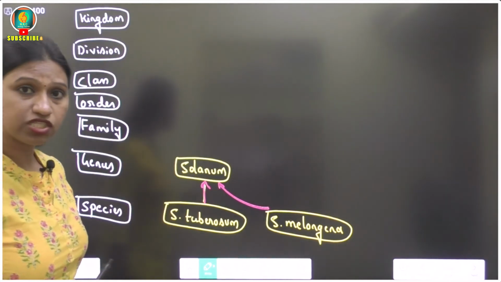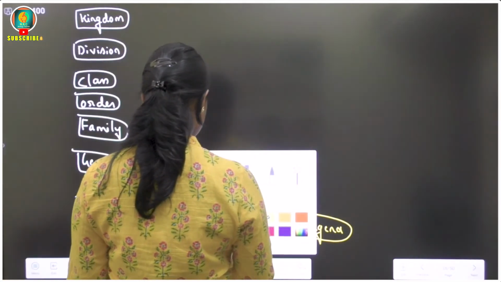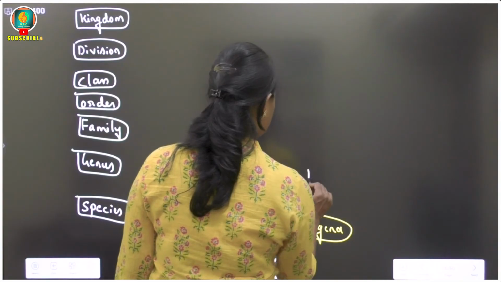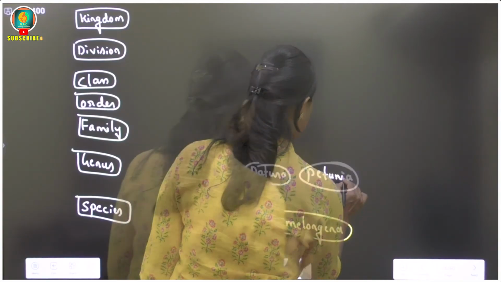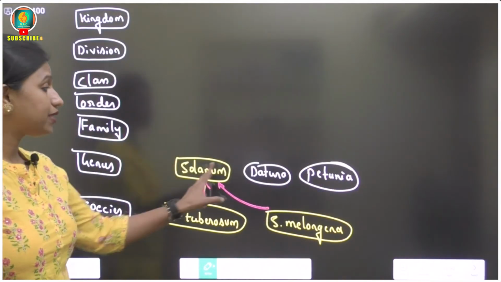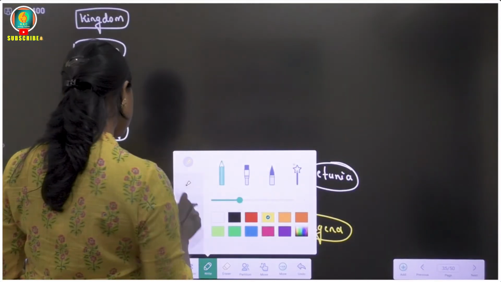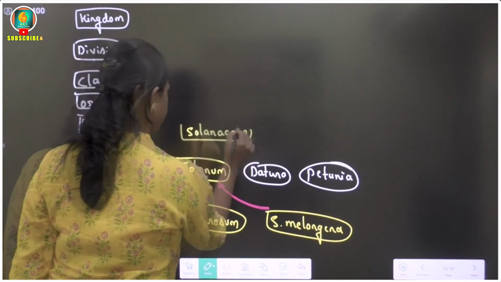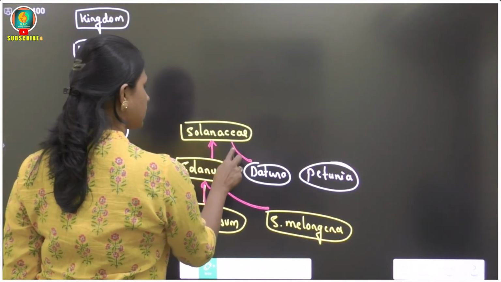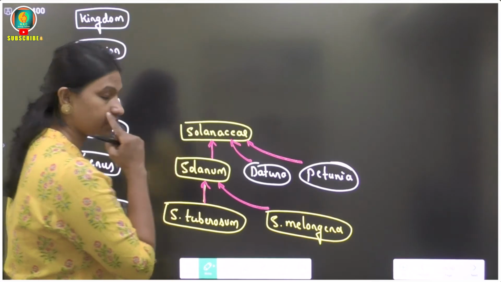Now, if I take another genus like Datura, Petunia, they are different, right? But all are having somehow similar characters. Therefore, they come under which family? Solanaceae. So all come under this family, though they are different genera.